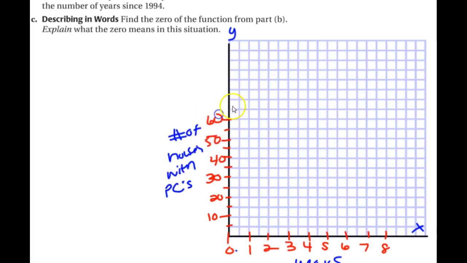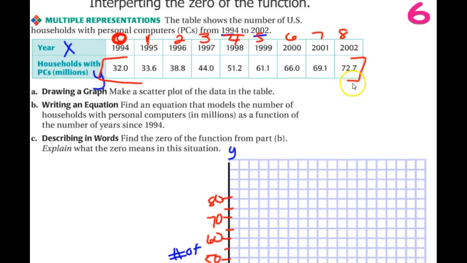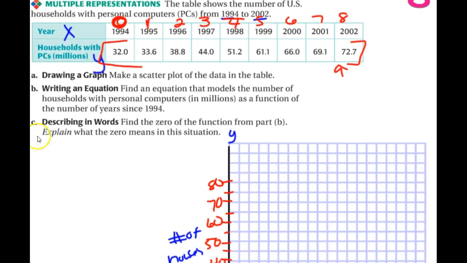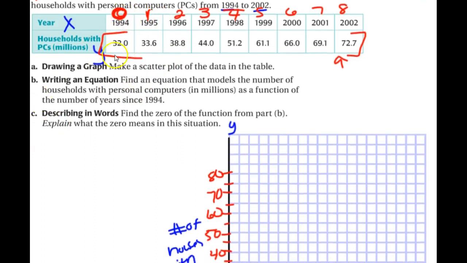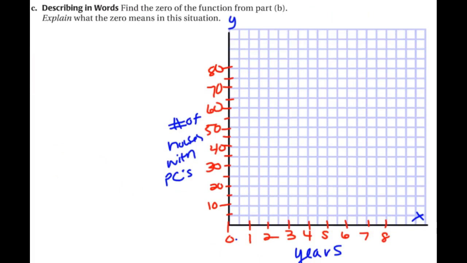55, 60, 70, 80. I think that's high enough. Yep, because I only needed to get up to 72. So let's plot all the points. In year 0, we're at about 32. So year 0, if you want to put a 0 this way too, you can. 0, we're at 32.